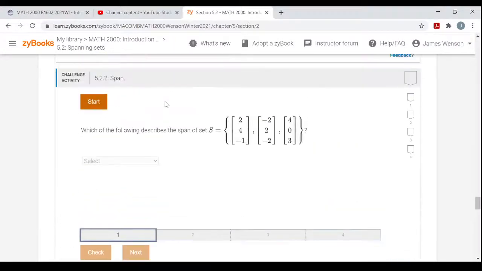All right. Then the last challenge activity is again you're given a set. It says which of the following describes the span of set S. So let's start it here. Now, this has 3 vectors. All right, 3 vectors.